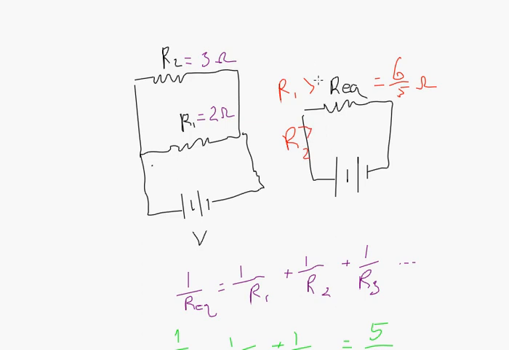It's less than those. And that'll always be. No matter the resistors, the REQ is always going to be less than all the resistors. And that's pretty interesting. Okay, so let's look at a more complicated one.